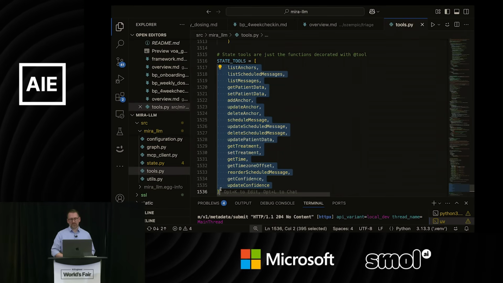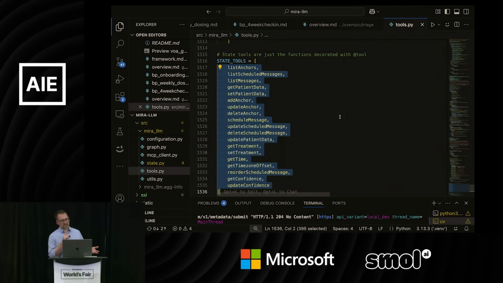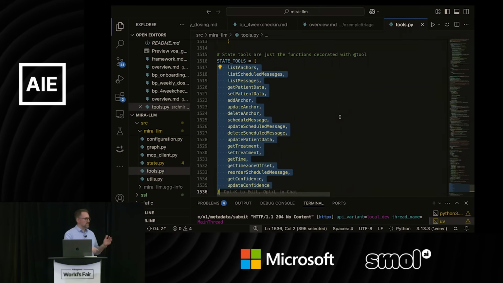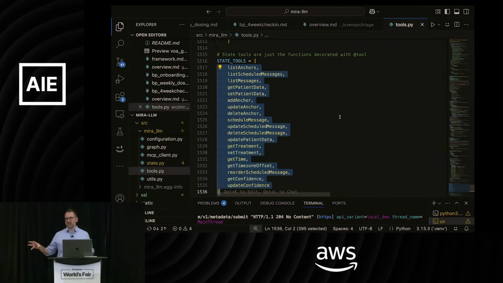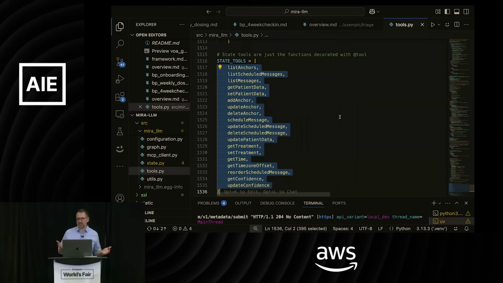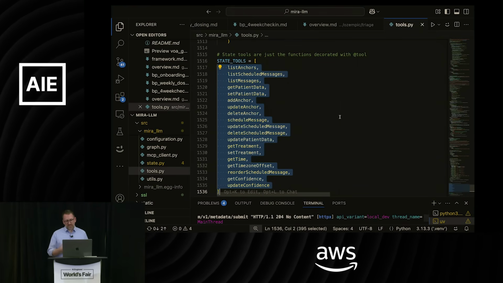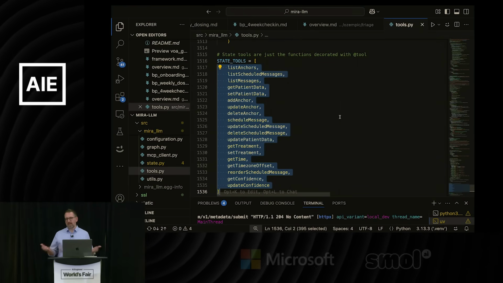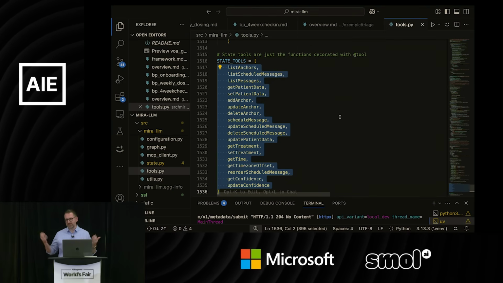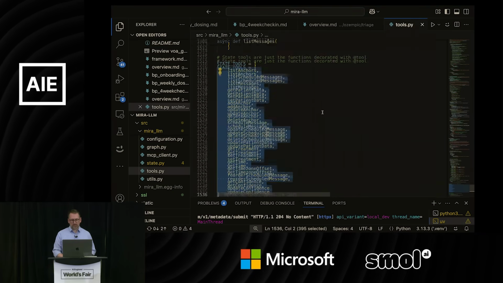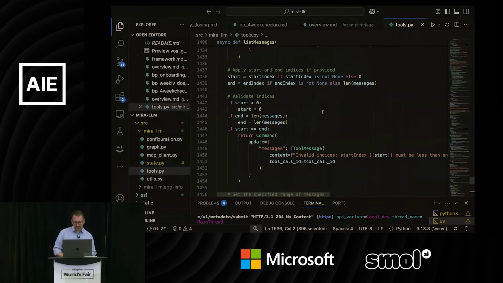So all of these functions that are looking at anchors and messages and confidence and the treatment and patient data, all of that stuff is local to my graph run. I don't have an MCP for it. I could. I just chose not to. And in this case, this code just lives in this Python app. You could very much refactor this out. The state can still live here and the code could be somewhere else. It's up to you.